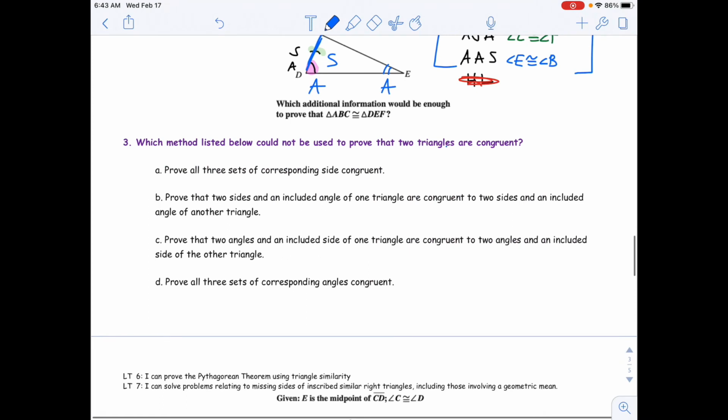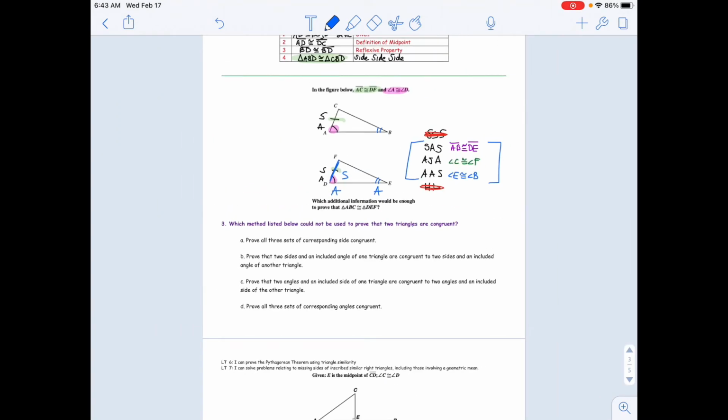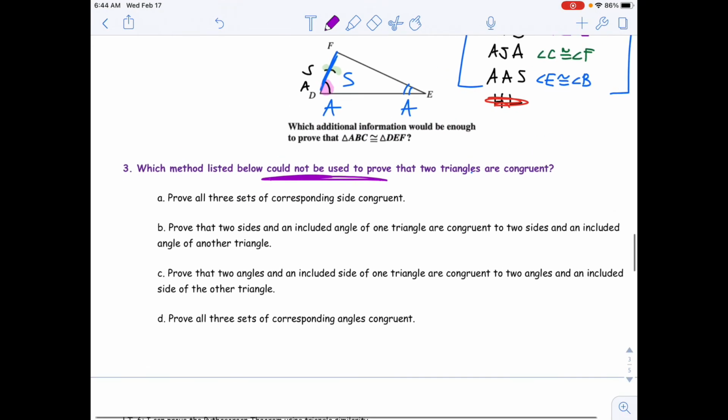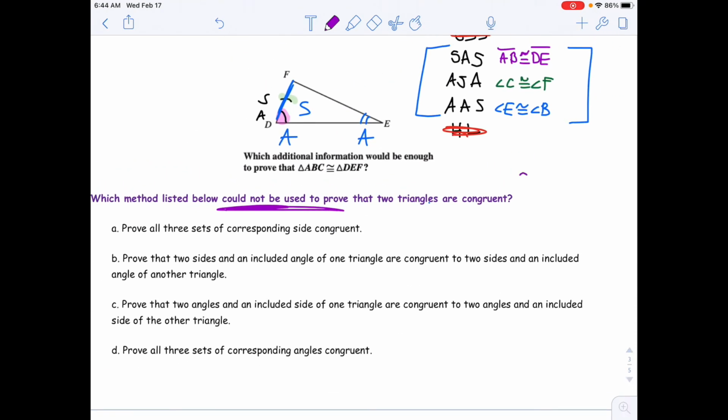All right. Now, which method listed below cannot be used to prove that the two triangles are congruent? So again, this is kind of the same question as before, just structured differently. Prove all three sets of corresponding sides are congruent. All right, this actually works. It's saying which cannot prove that triangles are congruent. And again, our choices are to help us steer our directions. This is the stuff that does prove triangles congruent. So prove all three sets of corresponding sides, that works. So I'm gonna put an X because that's not gonna be an answer, or I'm gonna cross it out. How about that?